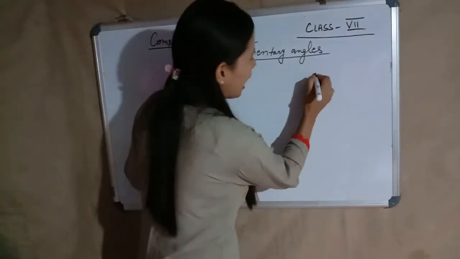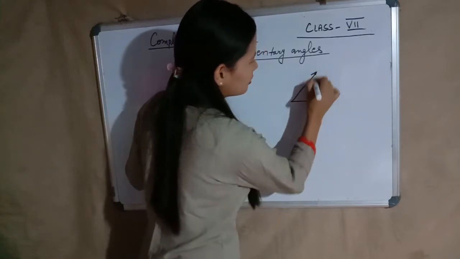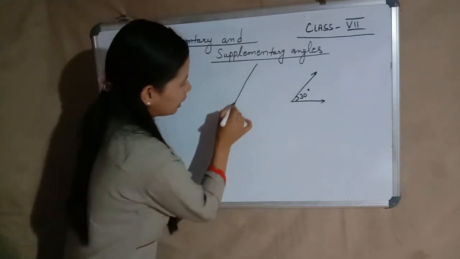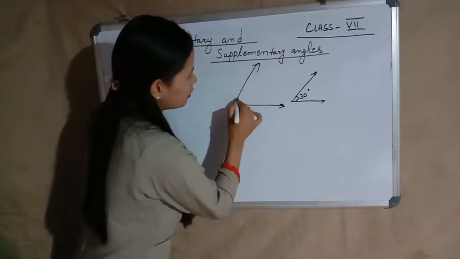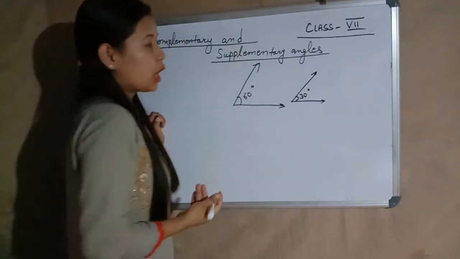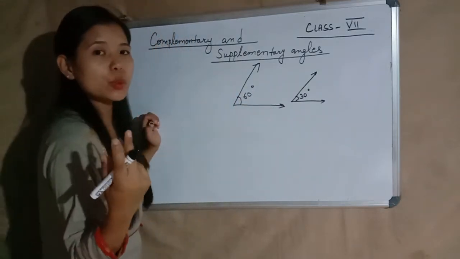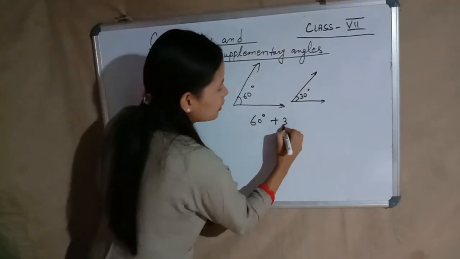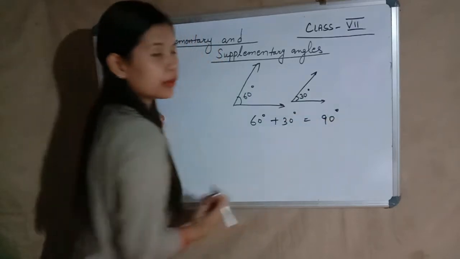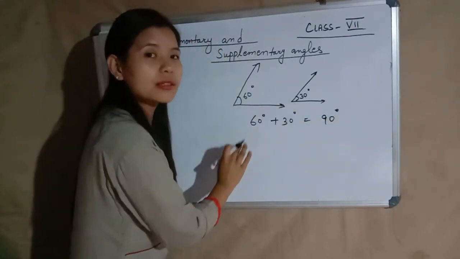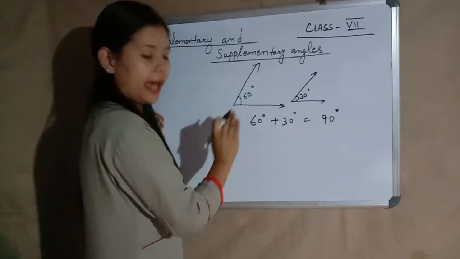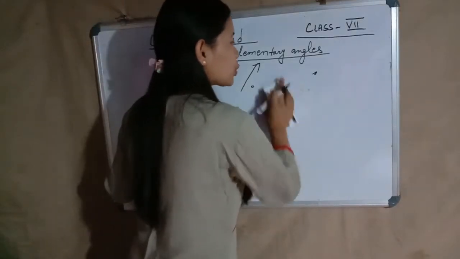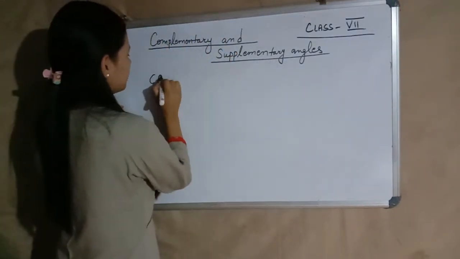Suppose I have an angle which is equal to 30 degrees, and I have another angle which measures 60 degrees. If I have two angles in such a way that when we add these two, their sum is equal to 90 degrees, then these two angles are termed complementary angles. That is the definition of complementary angles.